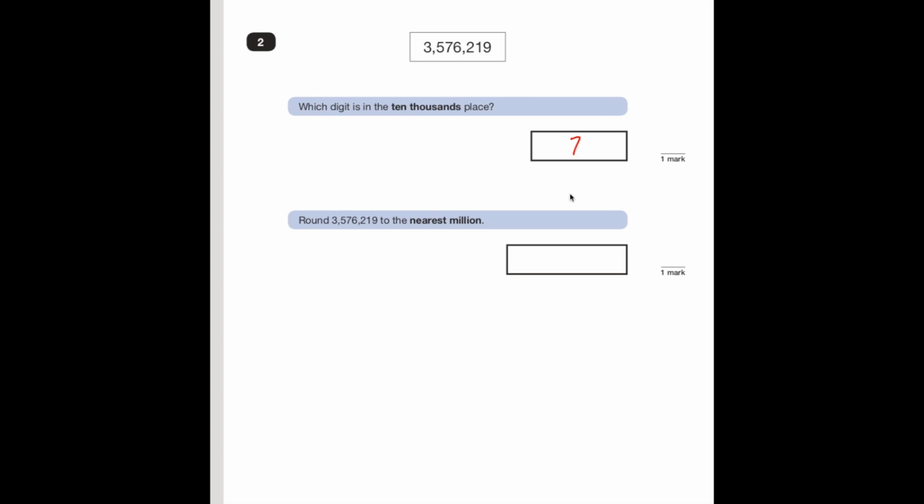And round the number to the nearest million. So if we're rounding to the nearest million, we need to look in the millions column, that's this one here, and the column to the right. If this one's 5 or above, we move it up to the next million, and it is in this case. So we're going to move this number up 1 to 4 million. Make sure you get your zeros in there so the place value is correct.